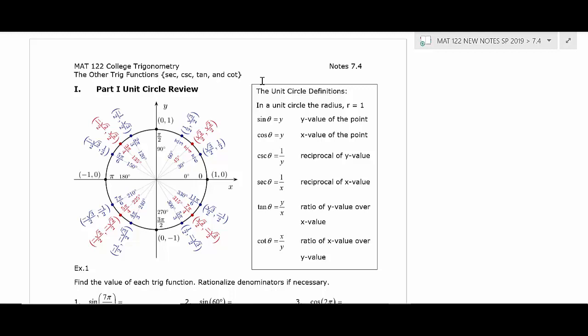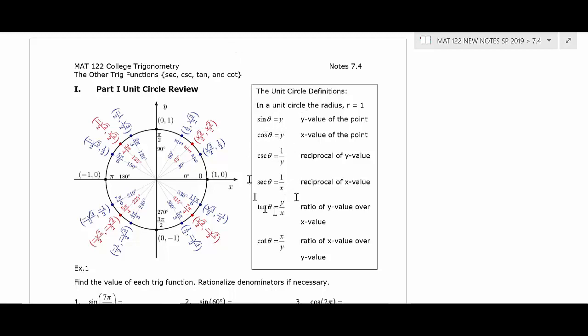Good day, students. I'm going to do this section in several parts just so the videos are a little bit shorter and you can do them as you want to. The first part, we're going to do just a quick unit circle review. We already went through the unit circle, and I'm just going to run through this one more time.